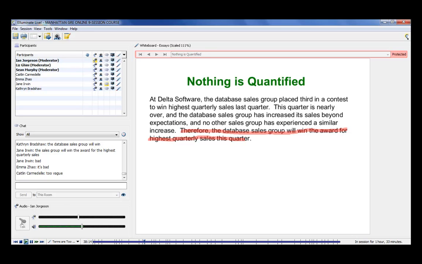So they tell us that it was third last quarter. This quarter, they've increased its sales beyond expectations. Yeah, that's a really good point, Jane. We just don't know how much they lost last time. Just because no other sales group has experienced a similar increase, we're trying to compare them to other groups, and we just don't know enough about the other groups, right? We just don't know. I'd agree totally about that.